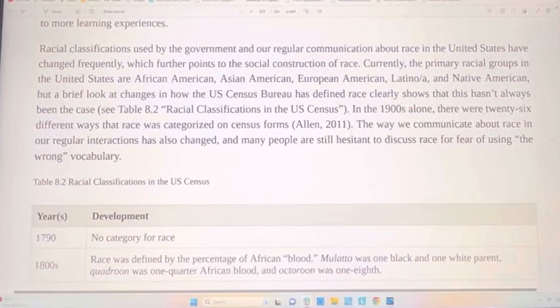Racial classifications used by the government and our regular communication about race in the United States have changed frequently, which further points to the social construction of race. Currently, the primary racial groups in the United States are African American, Asian American, European American, Latino, and Native American, but a brief look at changes in how the U.S. Census Bureau has defined race clearly shows that this hasn't always been the case.